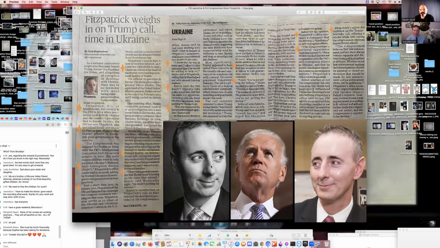And there's Fitzpatrick on each side. Look at that face. God help us. Anyway, so in this article throughout, Fitzpatrick says over and over how everyone was saying they got to get rid of Viktor Shokin. The whole law apparatus said they got to get rid of Viktor Shokin.